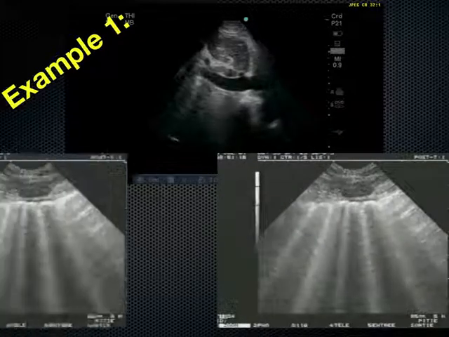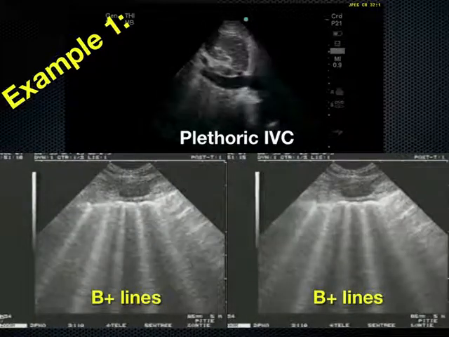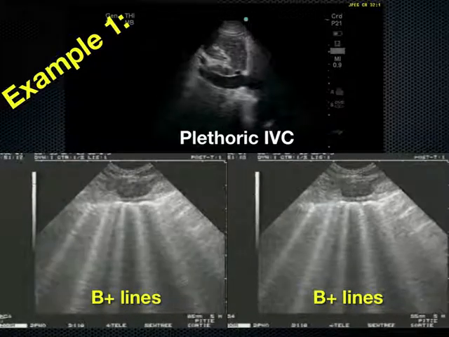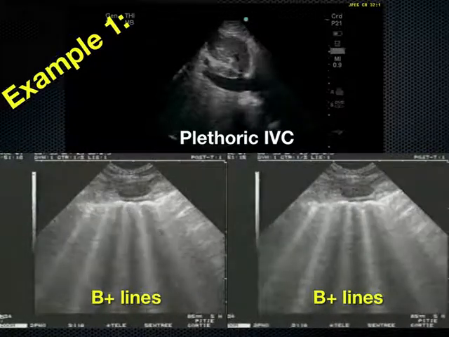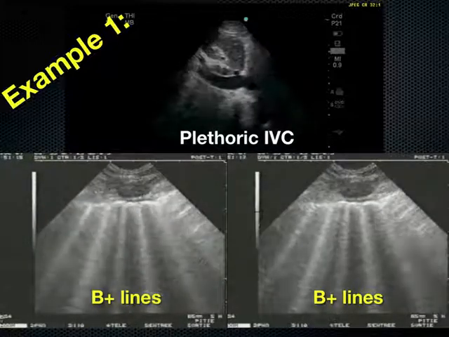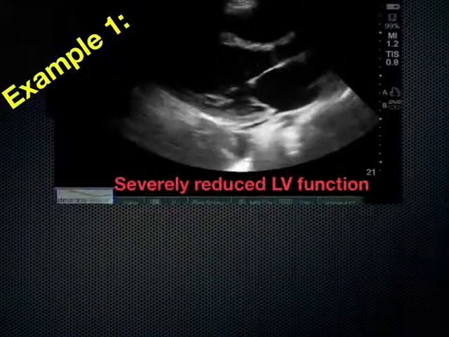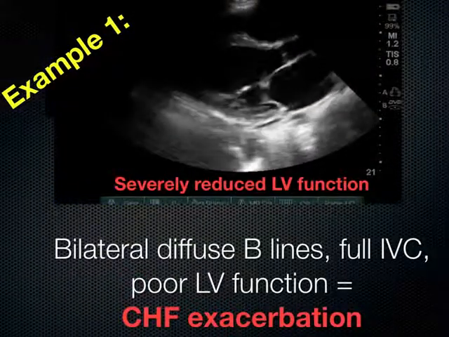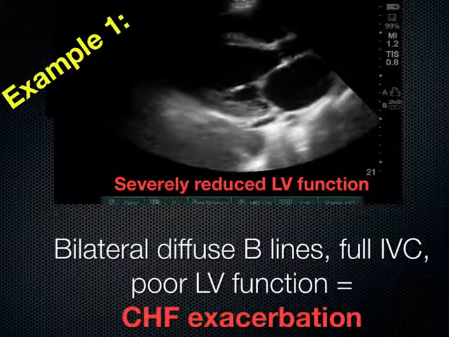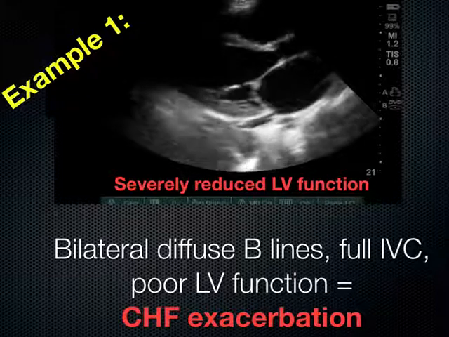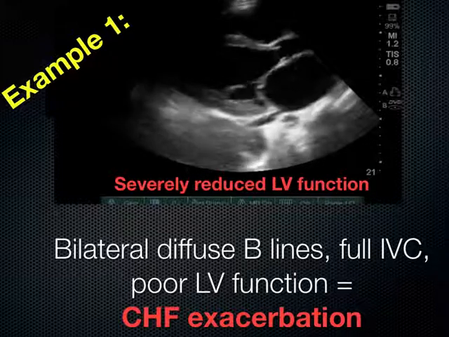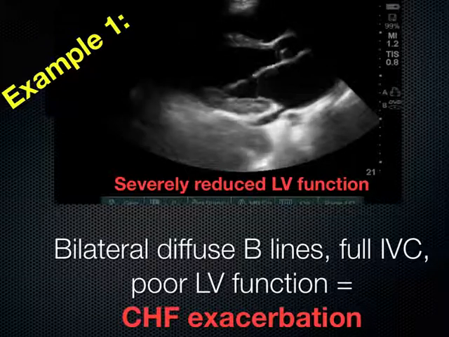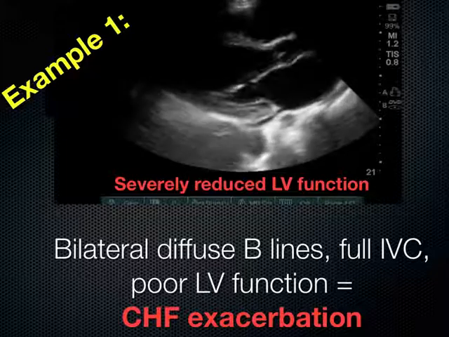Example number 1, patient is acutely short of breath, and this is what you find. We have an IVC that's plethoric, not with any respiratory variation that's significant, bilateral B lines. In addition, you can appreciate with the cardiac window that the left ventricular function is severely reduced. So the combination of bilateral diffuse B lines, a full inferior vena cava, and the poor function lead you to the diagnosis of a CHF exacerbation as the cause for that patient's respiratory distress.